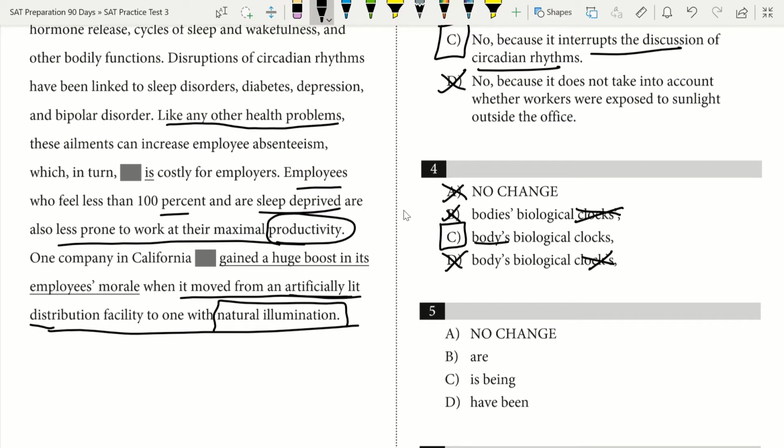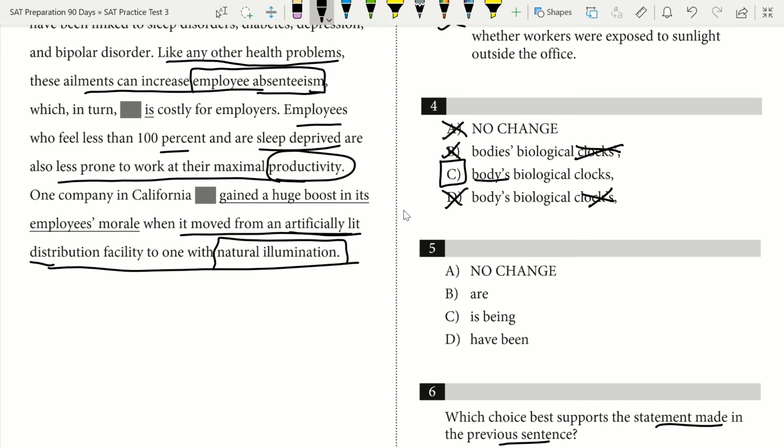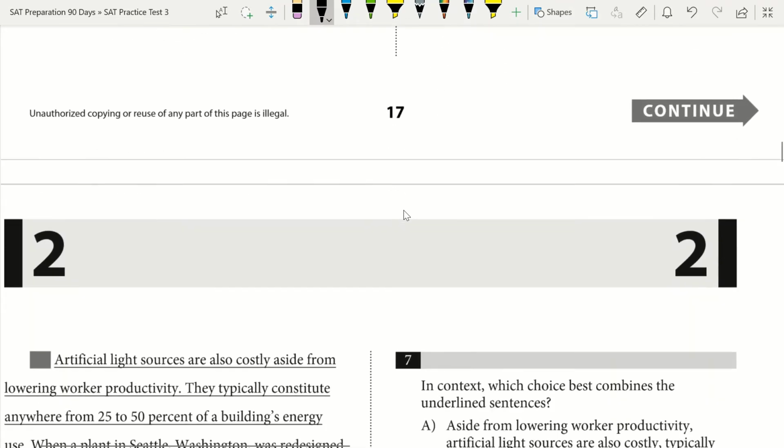We have, like any other health problems, these elements can turn into increased employee absenteeism, which in turn is costly for employers. Okay, so the word needs to match a number with employee absenteeism, which we would say is singular. So that matches our subject singular, verb singular. So 5, our answer there should be A, no change. All right, so now we got question 7.